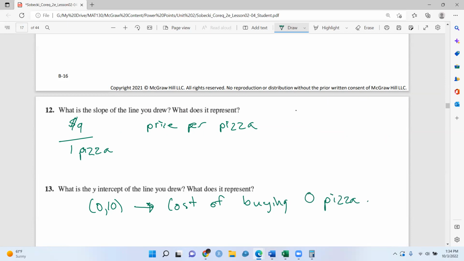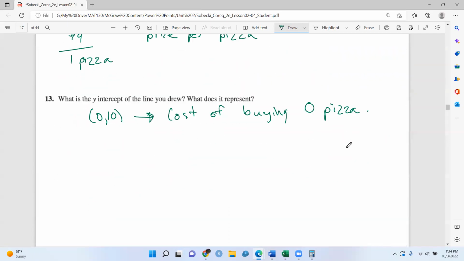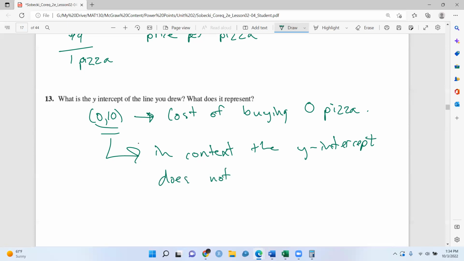And of course, the pizza place is not going to charge us delivery to buy 0 pizzas, because they're not going to drive up to your place with 0 pizzas and say, where's my $10, right? You have to buy pizzas to be charged the $10. But algebraically, this is what it is. This is what it means. It might be worth saying, in context, this is not useful information. In context, the y-intercept does not make sense. This is often going to be the case. Doesn't mean our model is bad. It just means we can't use the y-intercept for interpretation.